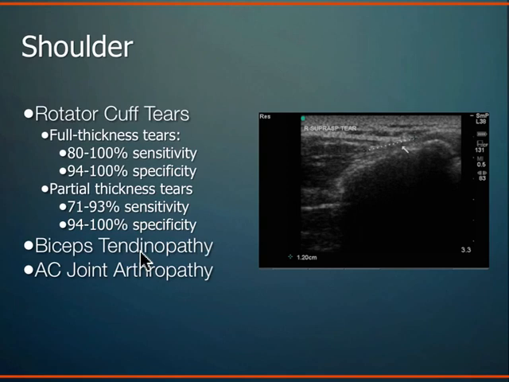Also around the shoulder, you can see biceps tendinopathy. We can look a little bit at that when we go through the practical portion, as well as AC joint arthropathy, and we'll talk a little bit more about that.